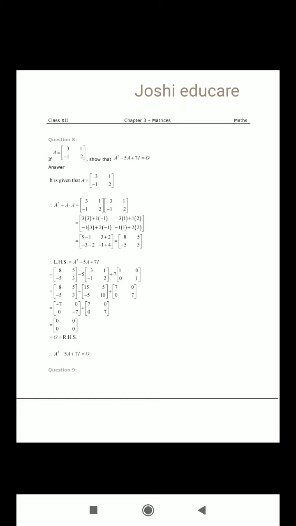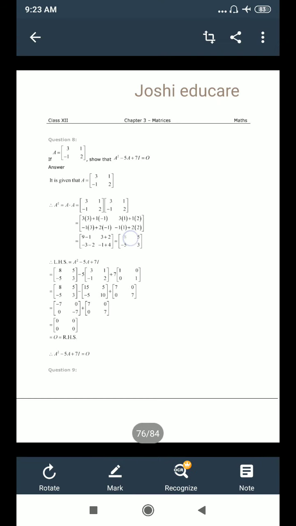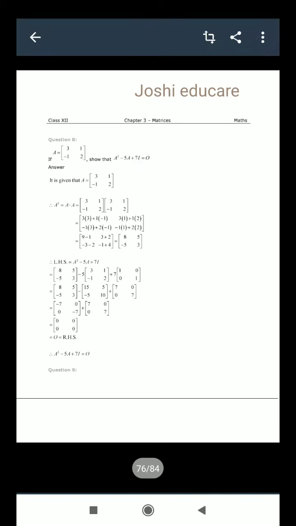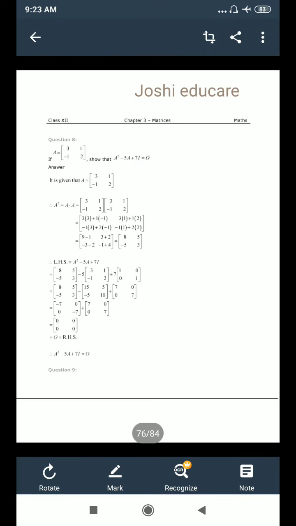Now you have the A square. This is A square. You have A, and the identity matrix we will always take by our own choice. It will be of the same order, because we can add matrices only if they have the same order. So this is A square minus 5 into A plus 7 into the identity matrix.